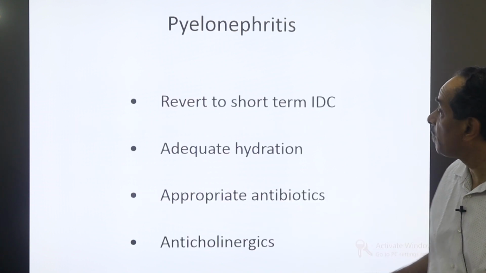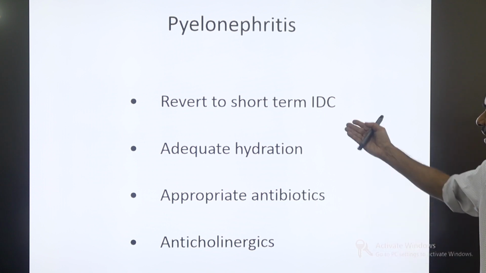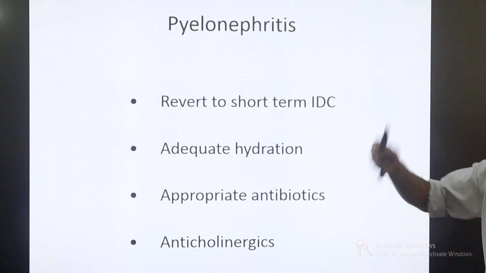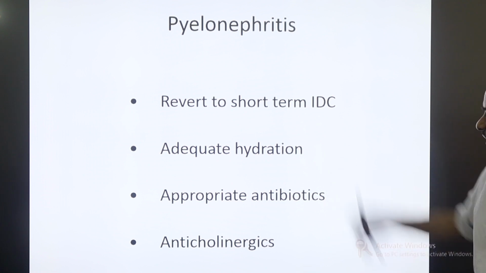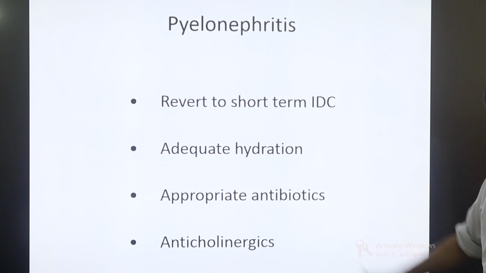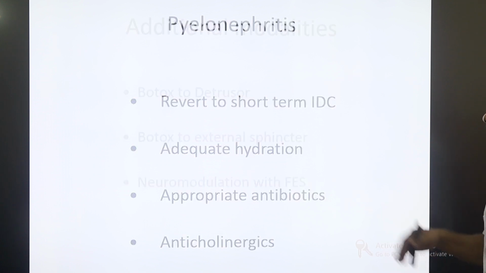Next one is pyelonephritis. Again, a patient on CIC develops a stone and comes with a urinary tract infection, then revert to short-term IDC so that the bacterial count inside the body is less. Whatever bacteria is there immediately comes out of the body. There are no abscesses. Adequate hydration, appropriate antibiotic and anticholinergics. So anticholinergics become a major player in reducing the bladder tone.